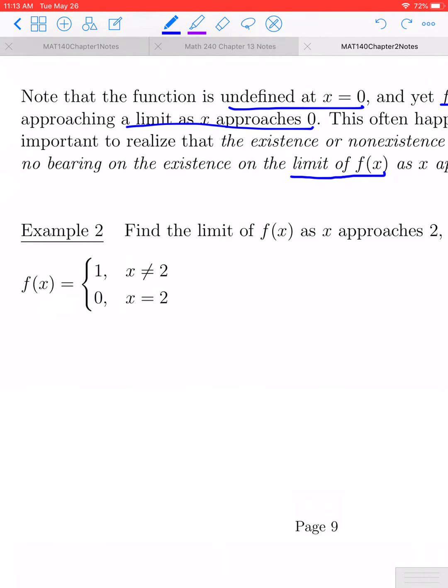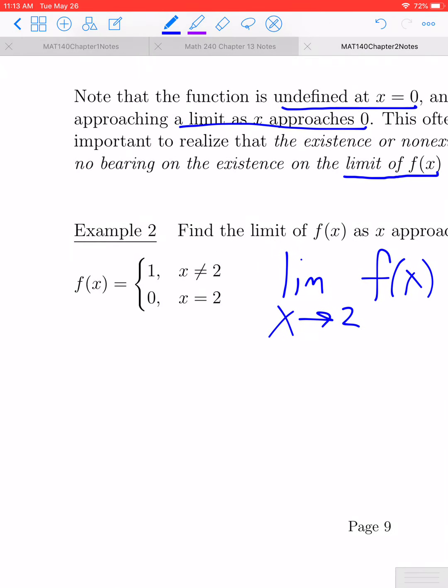Let's take a look at example 2. They say to find the limit of f of x as x approaches 2. So we're asked to find the limit as x approaches 2 of f of x. This function is a piecewise defined function. We can go ahead and graph it.